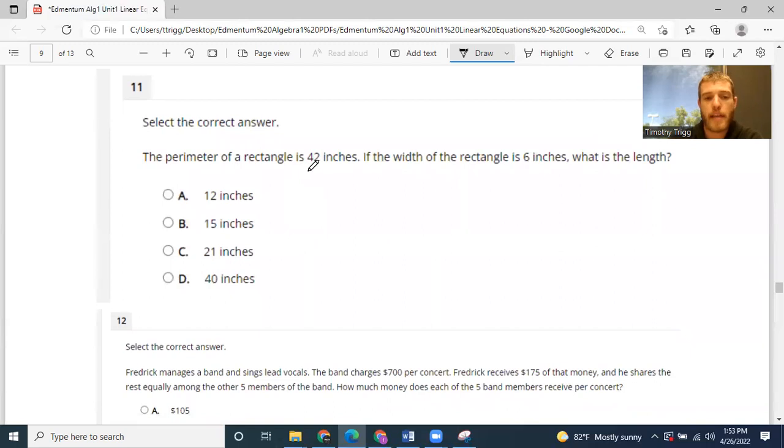There you go. The perimeter of a rectangle is 42 inches. So we have a rectangle and its perimeter is 42 inches. So that means you're adding all the outside distances. It says the width of the rectangle is 6 inches. So the width is 6 inches. That means this length, this is 6. And also over here in a rectangle, that's the same distance there, right? So the width on both sides is the same. What is the length? So I'm gonna go ahead and put X for the length.